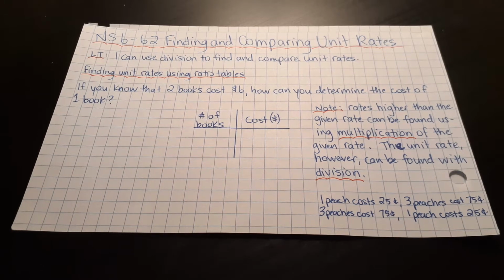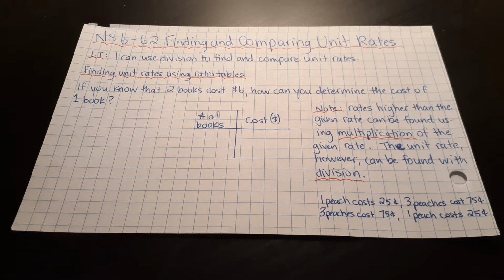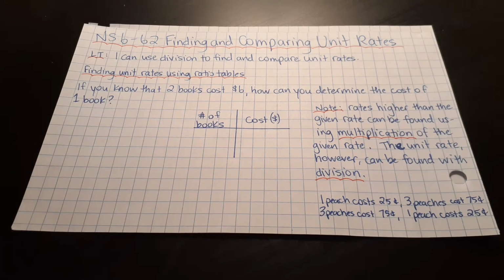This one is on finding and comparing unit rates. The learning target is: I can use division to find and compare unit rates. A couple of prior knowledge skills are required: you can make t-tables, you can skip count, and you can divide and multiply decimals by whole numbers.